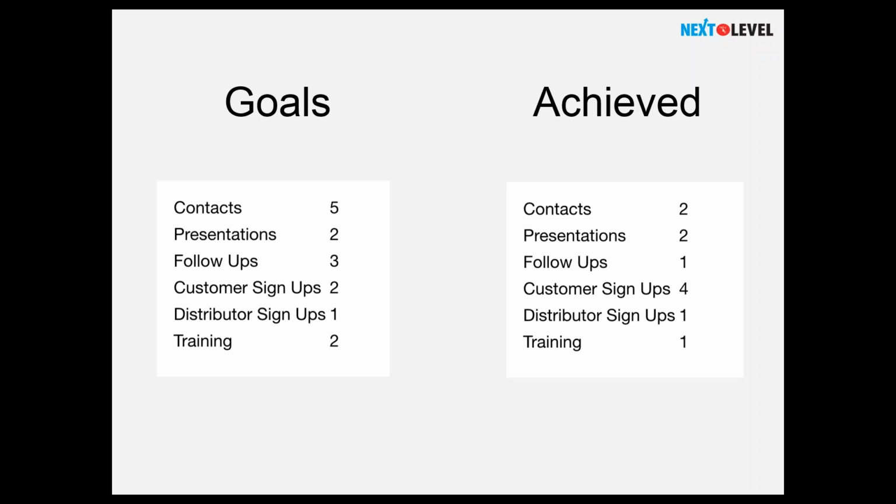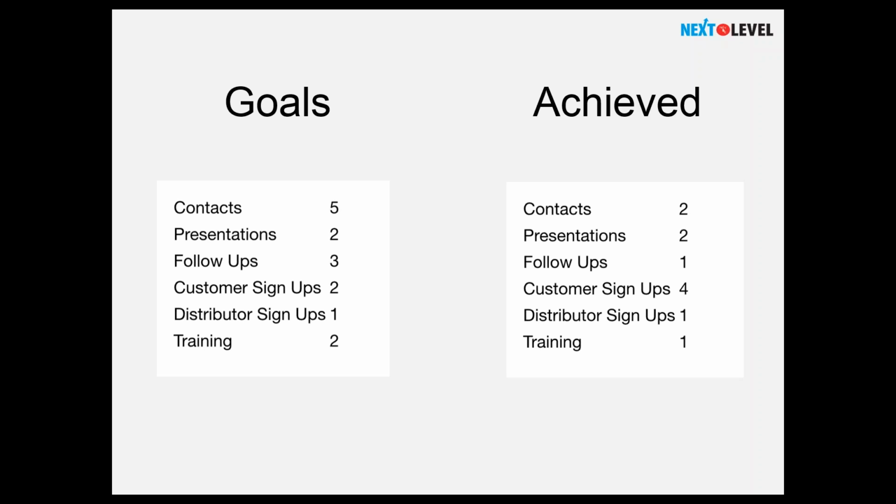For instance, customer sign-ups, you went for 2 and got 4. Maybe you should be saying, hey, I'm pretty good at that. I can actually get more than that. So I'm going to up my goal for that next week. But it's up to you and your upline to analyze that, for you to be brutally honest to do it.